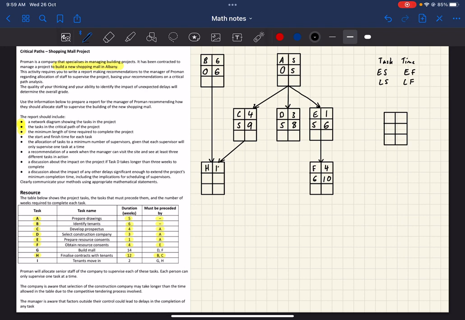It takes 12 weeks. And because it's starting after B and C finish, we cannot start until both of them finish. B finishes at 6 and C finishes at 9. So that means this one has to start after both of those. Both of those have finished at 9 weeks. So this would start at 9 weeks, plus 12 makes 21. That's when it would finish, like that. Okay, so we've now done H.